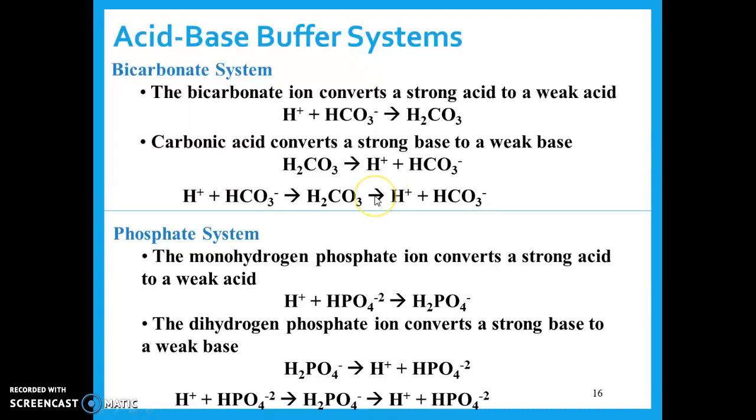So it can act either way depending on the situation. If pH is too high or too low, we can fix that. We can adjust it. So that's what a buffer does.